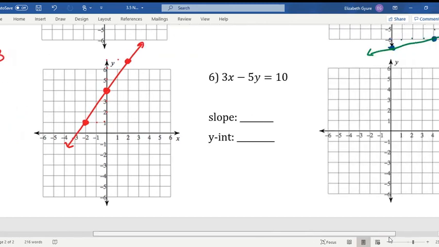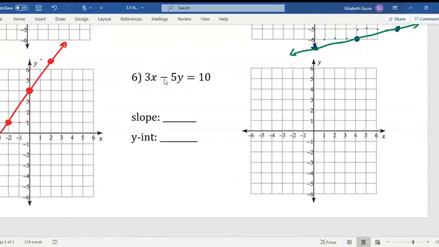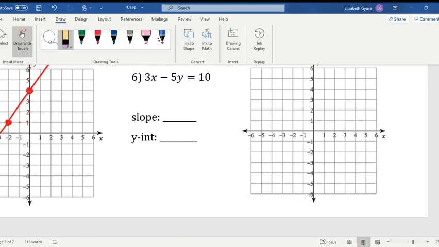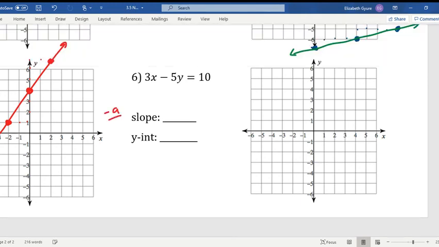So last one, you have 3x minus 5y equals 10. We need our slope and our y-intercept. Now this is not in slope-intercept form, so we're going to find our slope by doing the opposite of A over B. Who remembers where I can find my A value? Aiden?